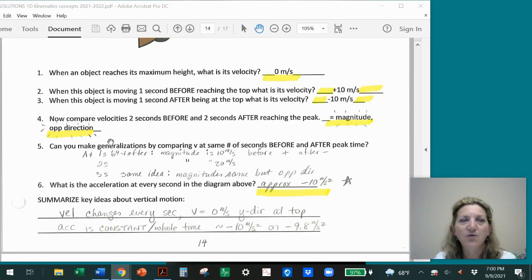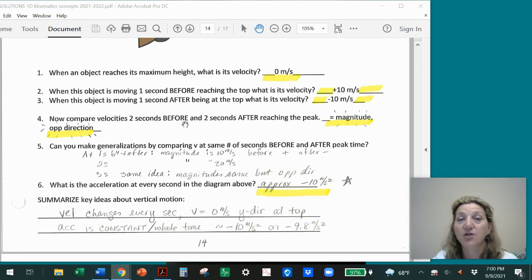So what happens when you get to the top? At maximum height, velocity must be 0 because it's got to turn around. You're going in the positive direction, stop for an instant to turn around and go downward. When this object is moving 1 second before reaching the top, we noted the velocity was a plus 10 meters per second. And when it was 1 second after, that symmetry we were talking about shows you that it's at minus 10. Magnitude's the same.